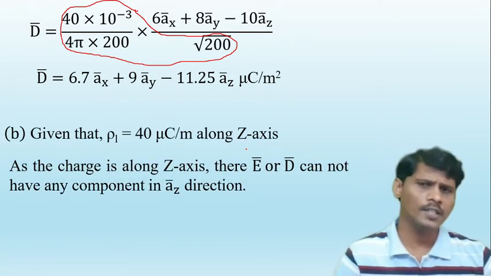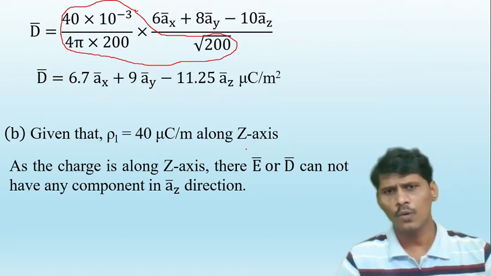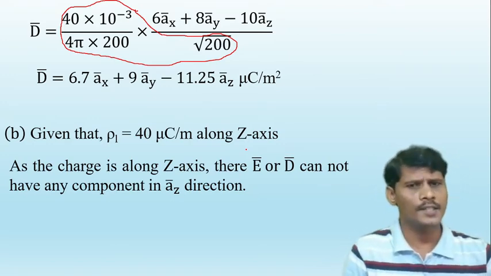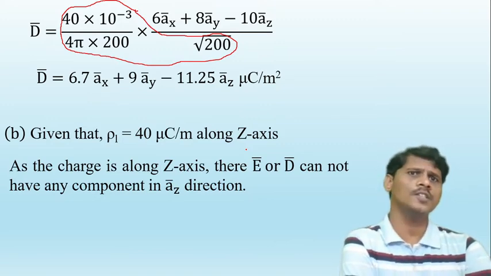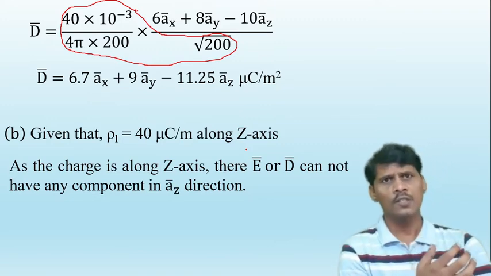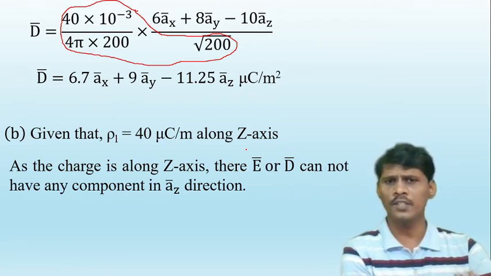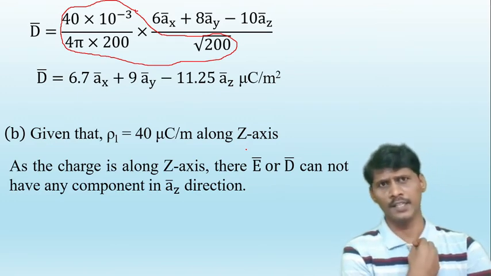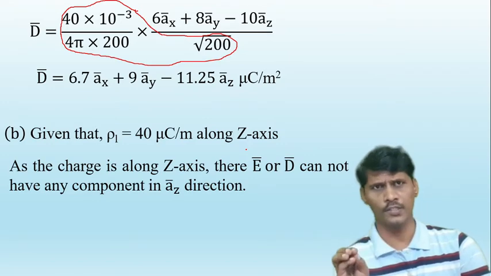Next, coming to the second bit. Given that the line charge density rho L is equal to 40 microcoulombs per meter, that line charge is located along the z axis. Now here the line charge is placed on the z axis, so along that direction there is no electric field intensity and no electric flux density. Along the z direction there is no electric flux density and no electric field intensity.